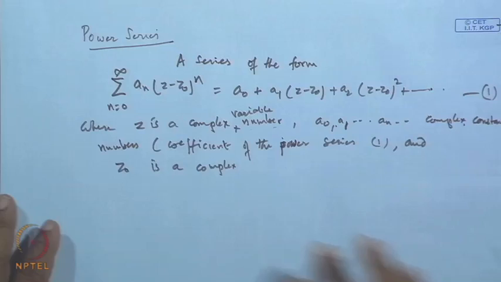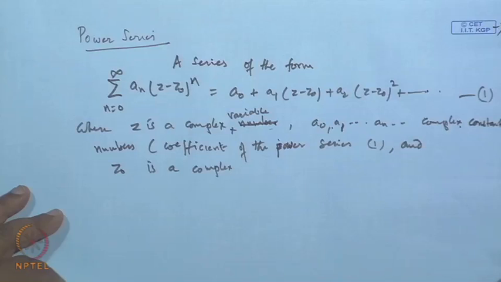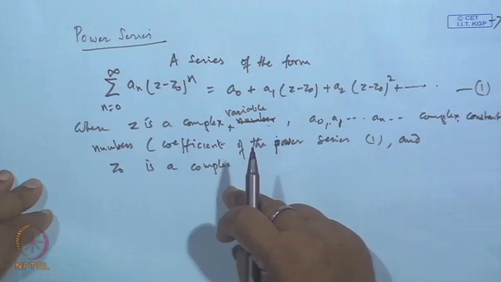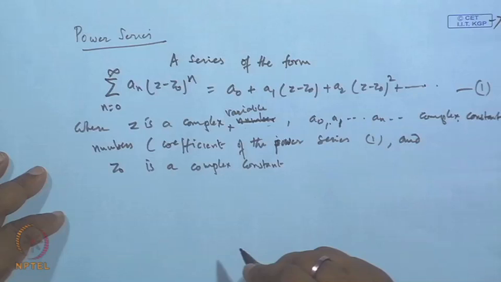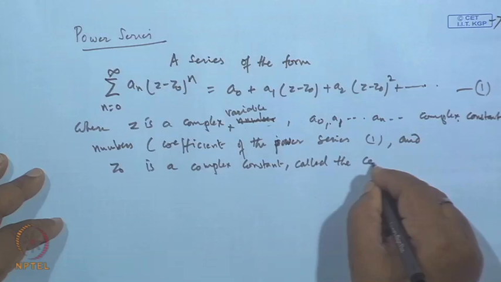Because you keep on giving the value of z, you get a different sum of this power series. So, z naught is a fixed complex constant. It may be real also, okay? Then z naught is called the center of the power series 1.